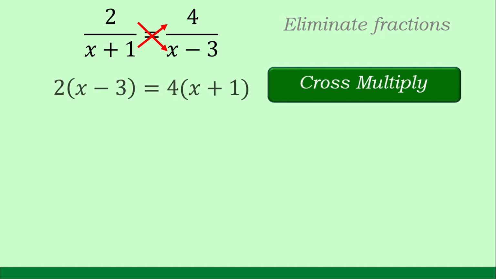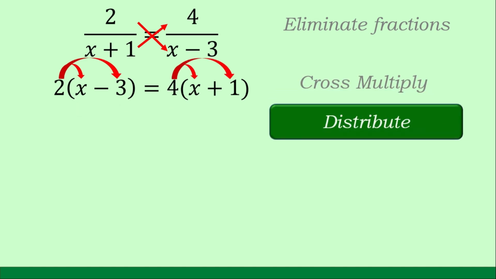So here, we can do this one. We have 2 multiplied to x minus 3, that's here, is equal to 4 multiplied to x plus 1. I have written here the monomial first, then followed by the binomial for both the left and the right side of the equation. Right after that, we are going to distribute the monomials like this.